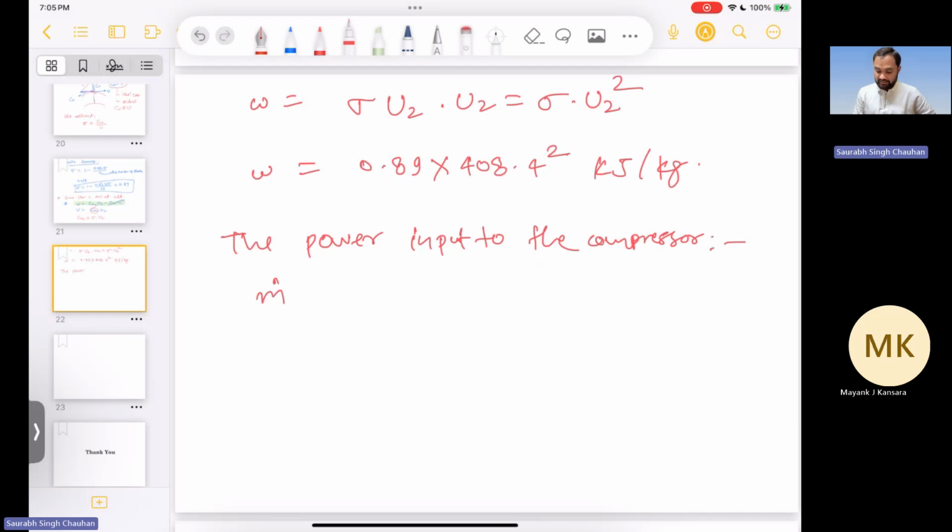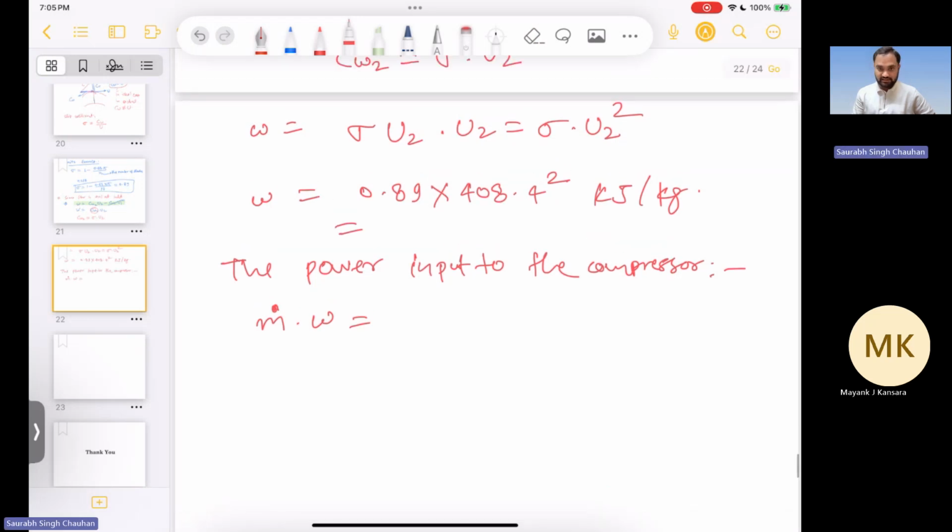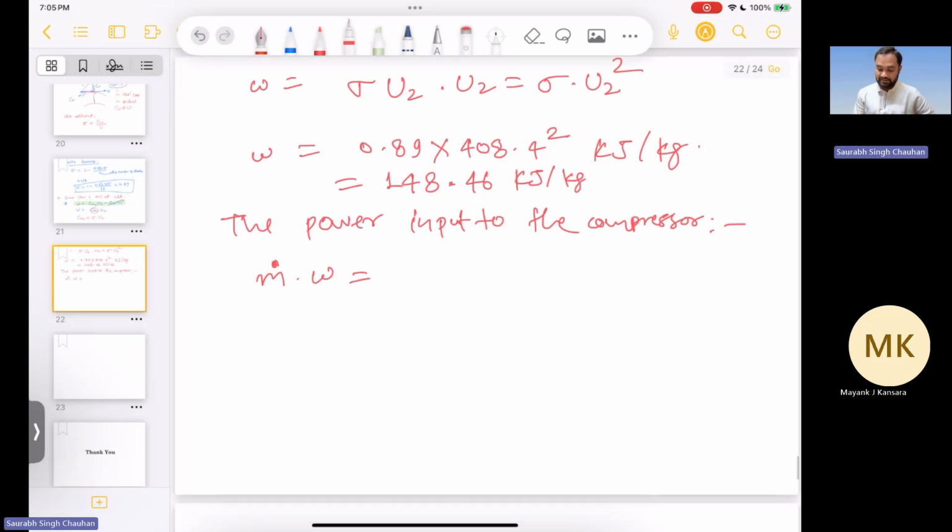mass flow rate times specific work input, right? If you calculate this, it will come out. I already have the value, so I'm writing it directly. It is coming out to be 148.46 kilojoule per kg. Please calculate it yourself, and if there is any difference, please let me know.